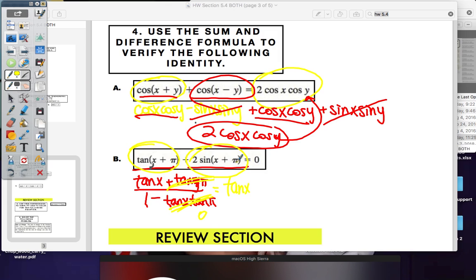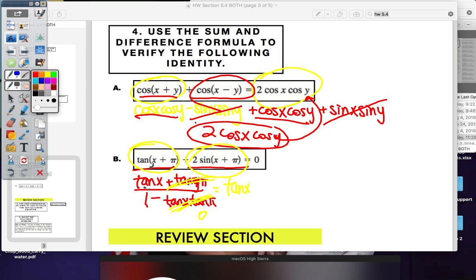What'd you get on this side? Sine of x plus pi. I just copied what you had on the board. It's okay. Does it make sense that this comes from here? Yes. What I'm doing in blue is going to be the 2 sine of x plus pi. Cool. So I'm going to do it on this side. If I did sine of x plus pi, that would be what?